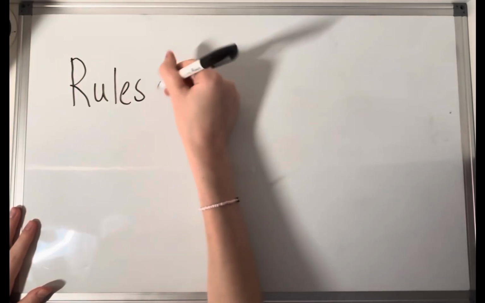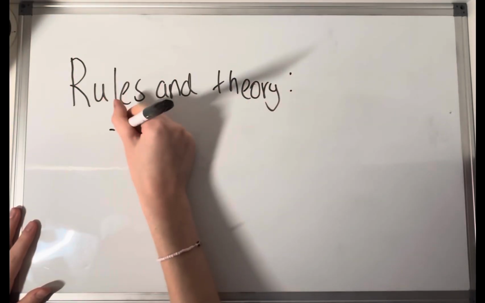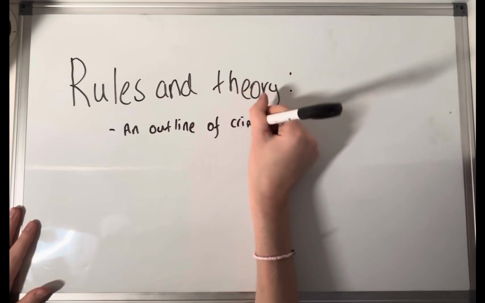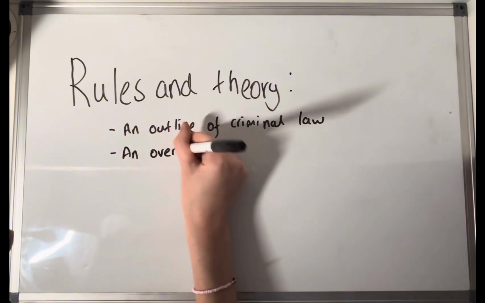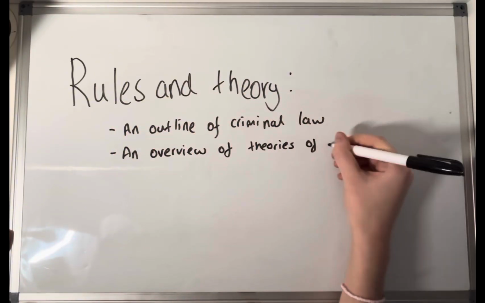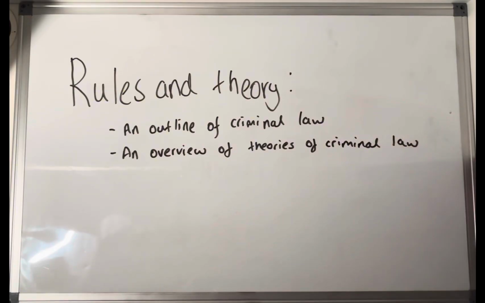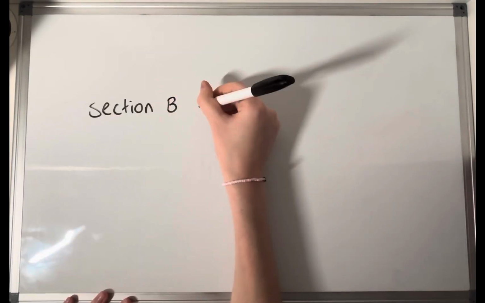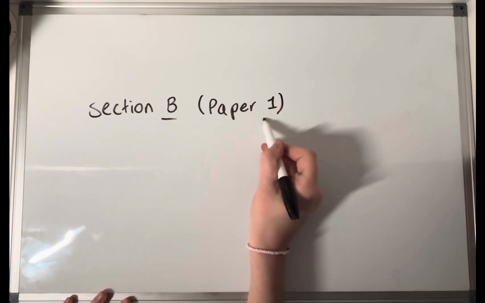Today's video is rules and theory for OCR A Level Law, where we will go through an outline of criminal law and an overview of the theories of criminal law. Now for OCR, this will be in section B of paper 1.